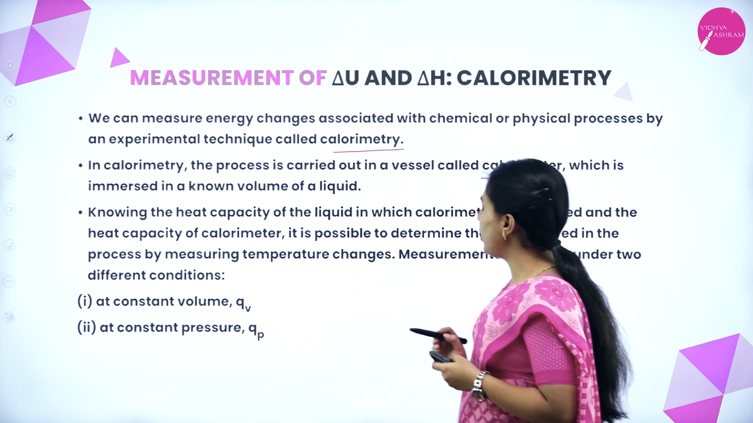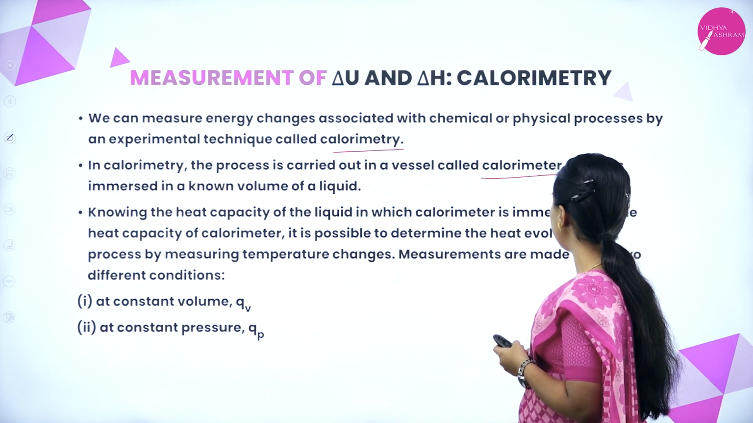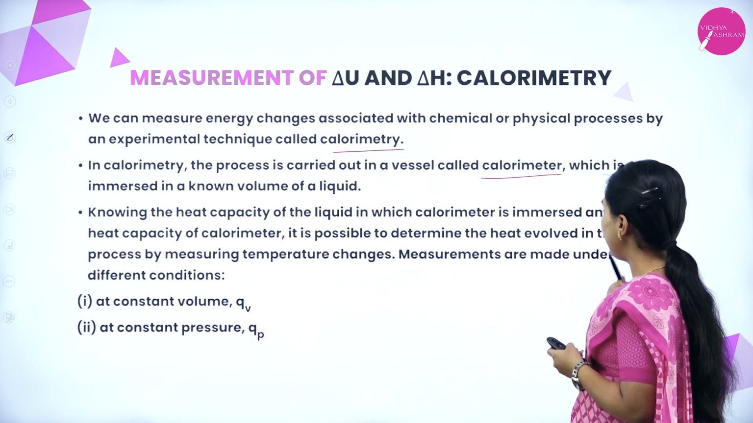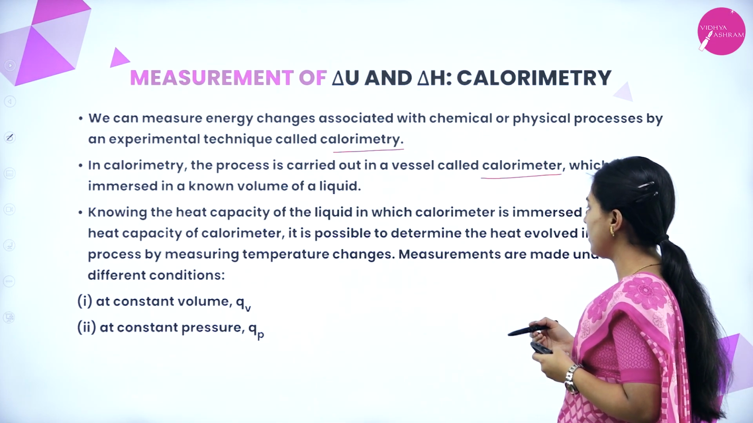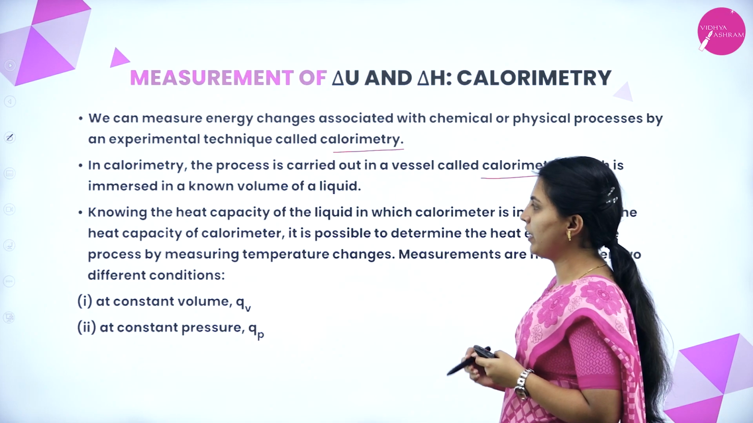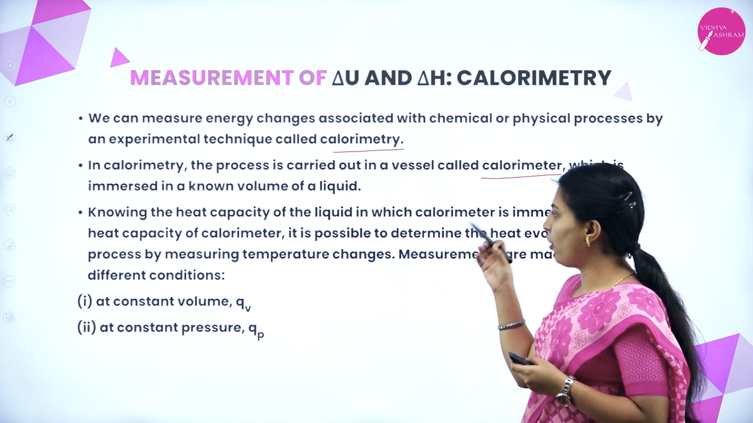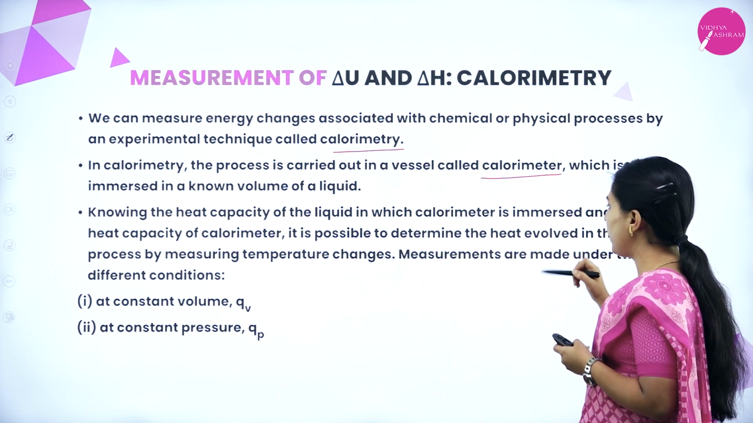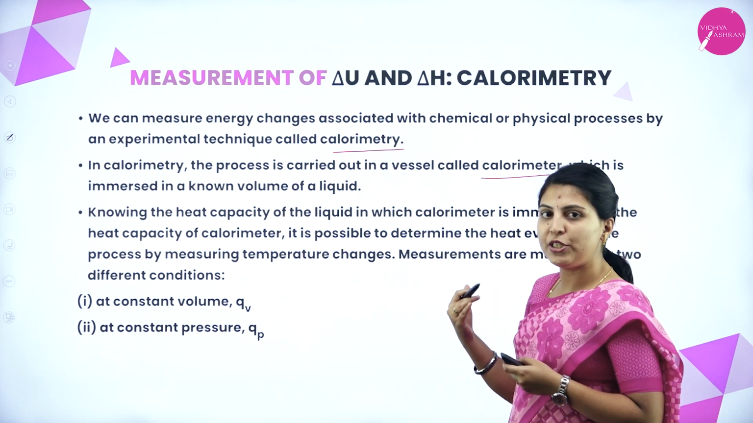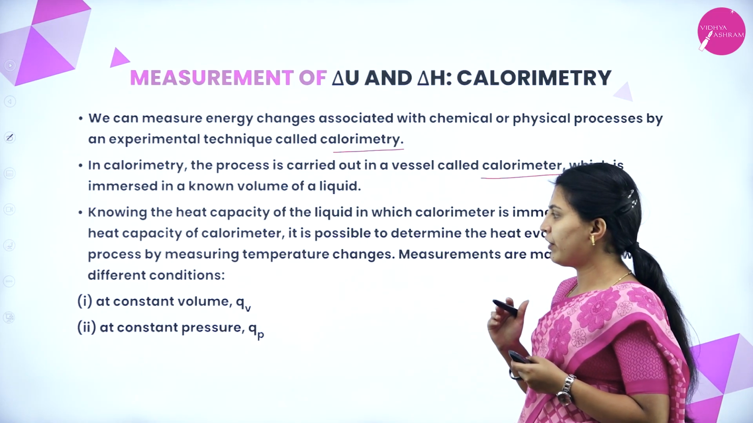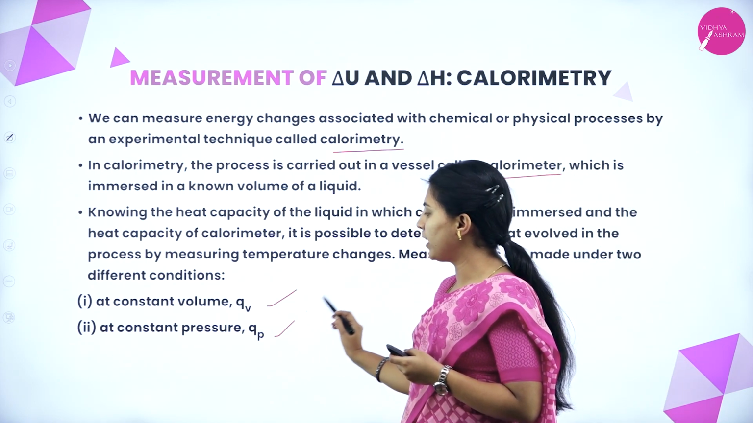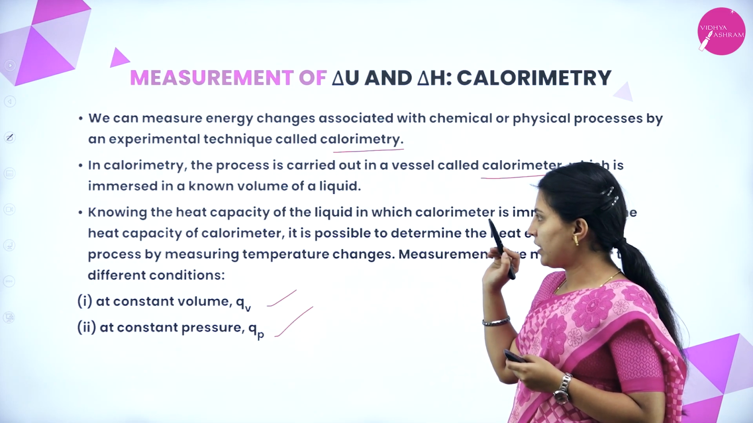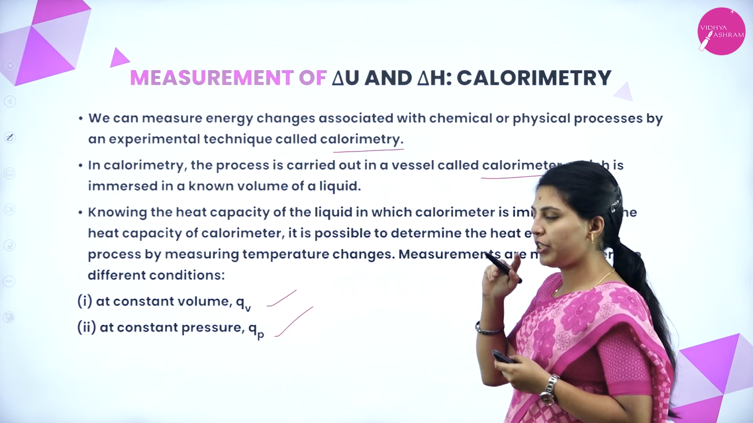Knowing the heat capacity of the liquid in which the calorimeter is immersed and the heat capacity of the calorimeter, it is possible to determine the heat evolved in the process by measuring the temperature changes. Measurements are made under two different conditions: constant volume and constant pressure.